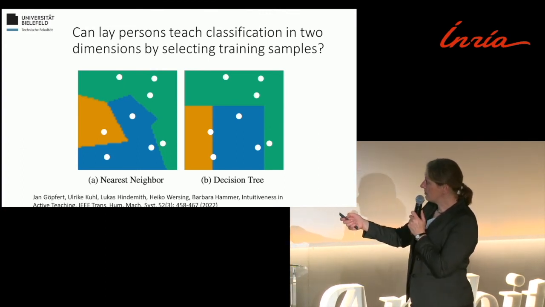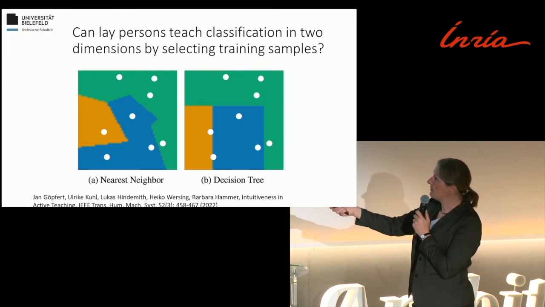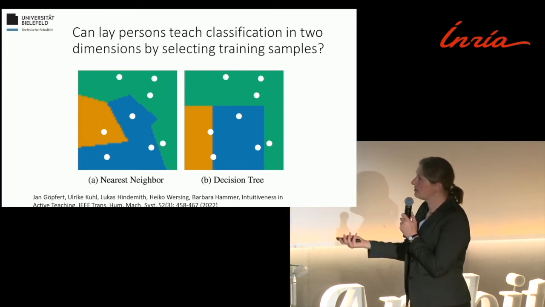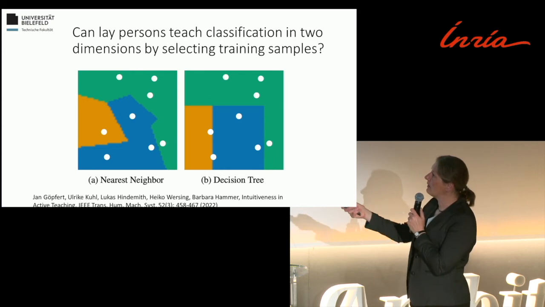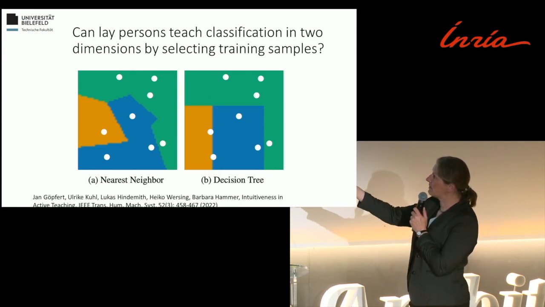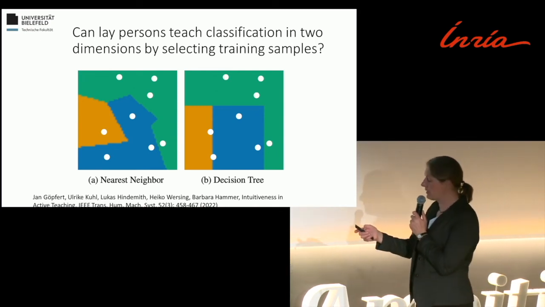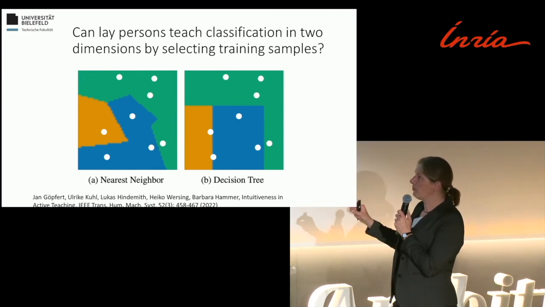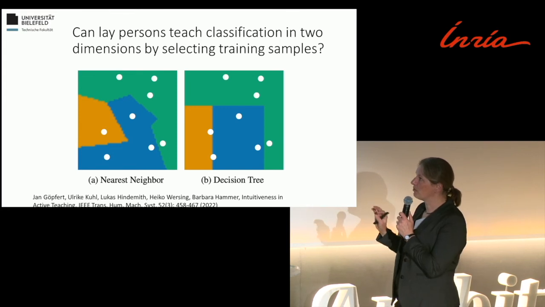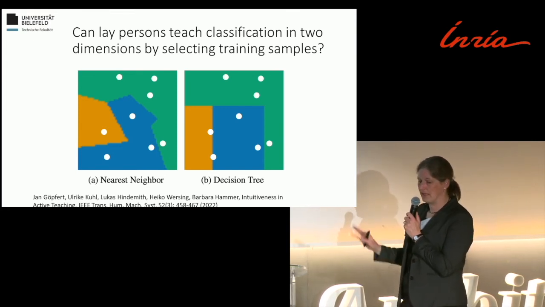We started with nearest neighbor, for example. This would be nearest neighbor. This would be the points which cause this nearest neighbor to happen in this way, or this would be a decision tree with the points, and this would be the decision tree coming out. The question is, if we only give the coloring of the space, can a layperson place points such that we have roughly this tessellation of the space?